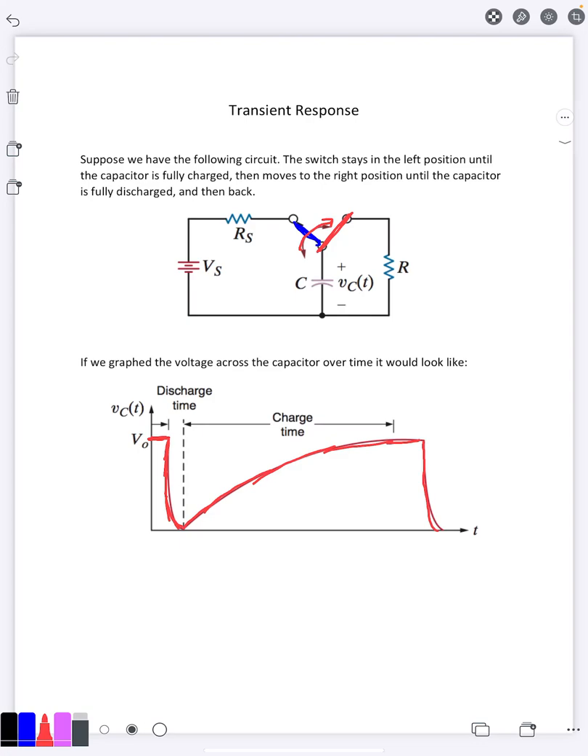So this is the main idea of a transient response. It's what happens in the short term when something changes in your circuit. And in order to solve for that, we're going to need to look at differential equations and how to solve those to get our answer.